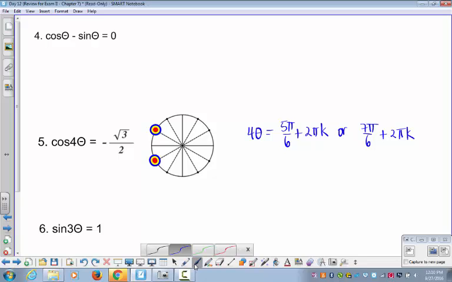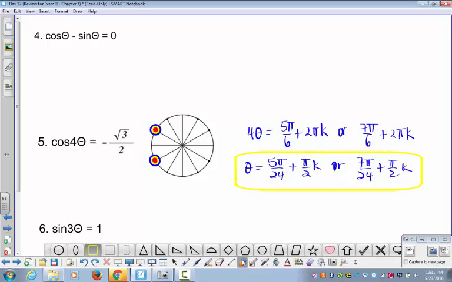How about theta? What do we do to get theta? Divide by 4. So that's going to be 5 pi over 24. And just remember to divide everything on the right by that 4. So 2 pi divided by 4 is pi over 2. So this is all solutions. That is all solutions.